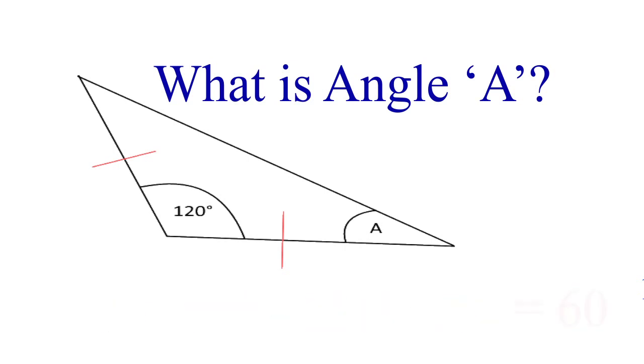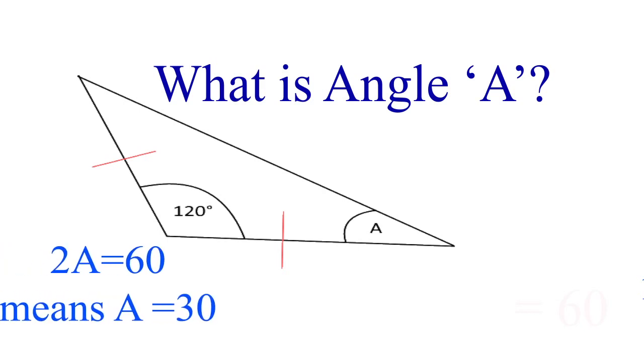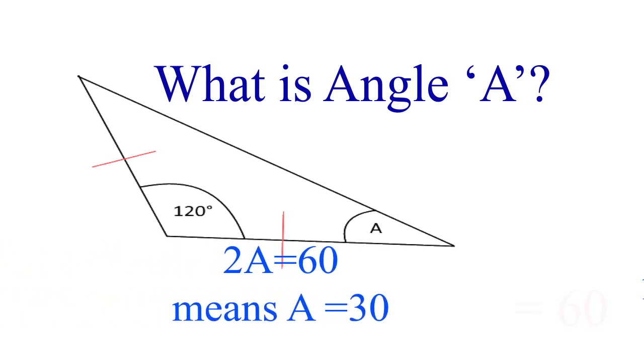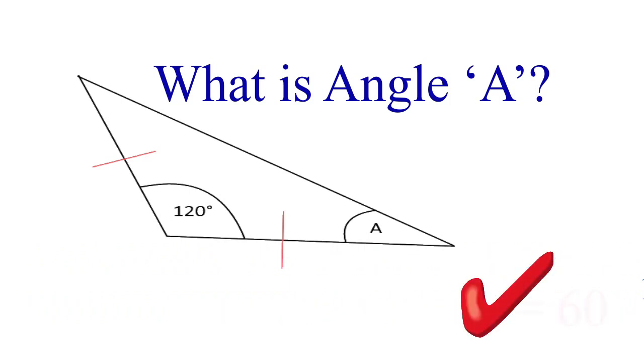We're very close to the answer now. So 2A equals 60 means that A equals 30, because there are 2 A's of the value 30, and that's our answer. A equals 30. So there's our first answer.